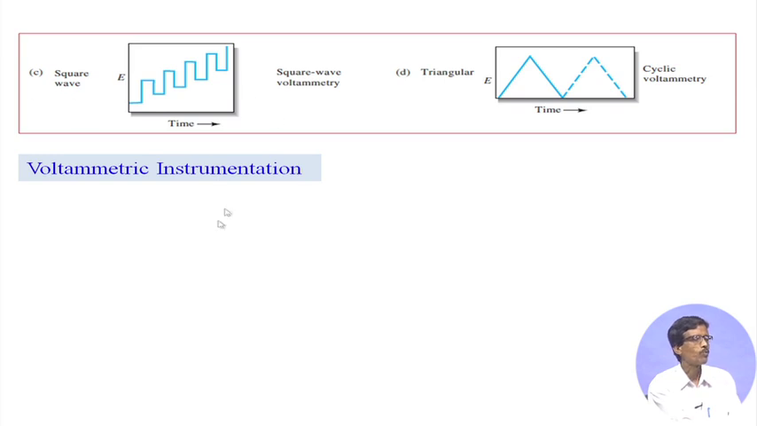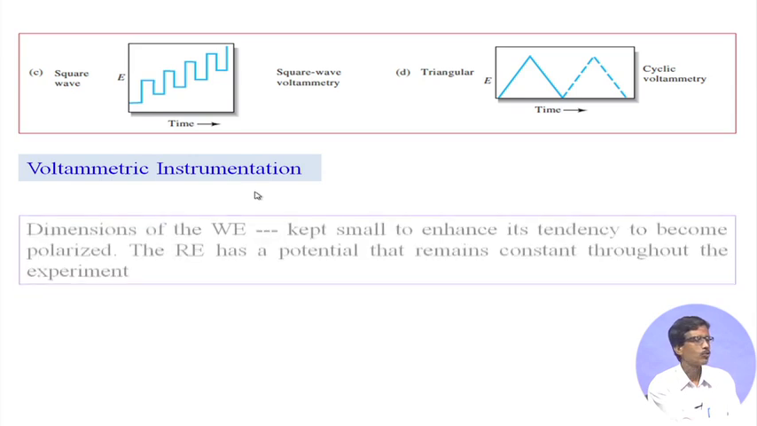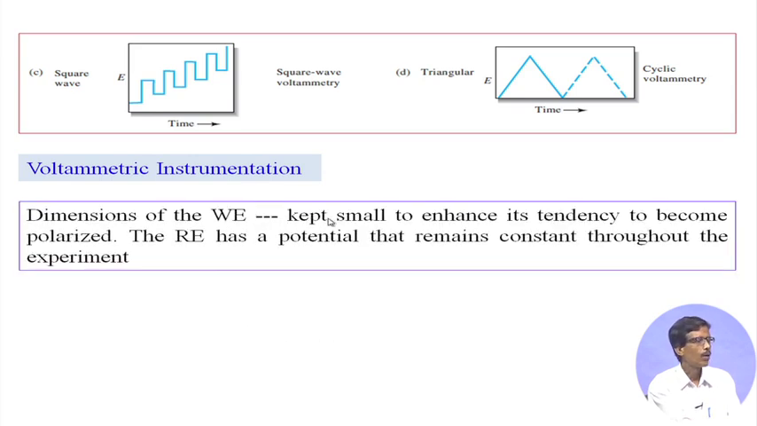These waveforms should be generated by different voltammetric instrumentations, and these depend on the working electrode and its dimensions. As I told you just now, you can have the microelectrode, the smaller electrodes, and they are all kept small to enhance the tendency to become polarized. We have seen earlier that the polarization effects are there when the size of the electrode is more. And the RE is the reference electrode, and it has a potential that remains constant throughout the experiment.